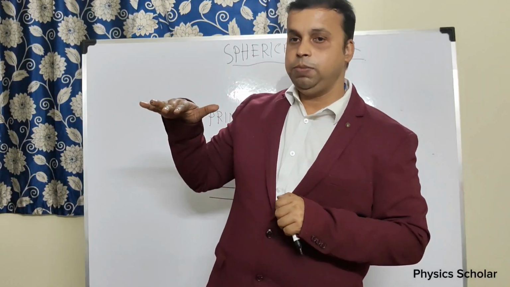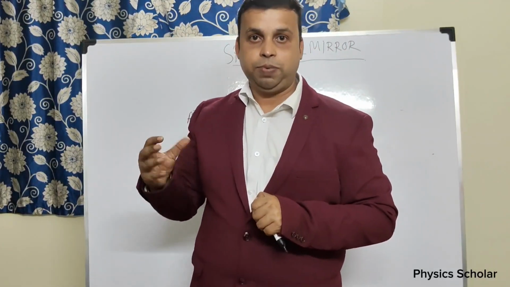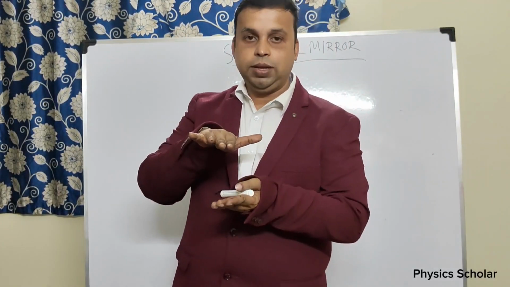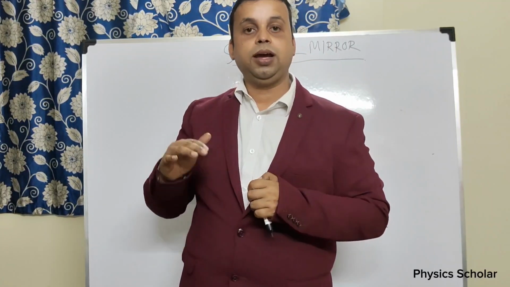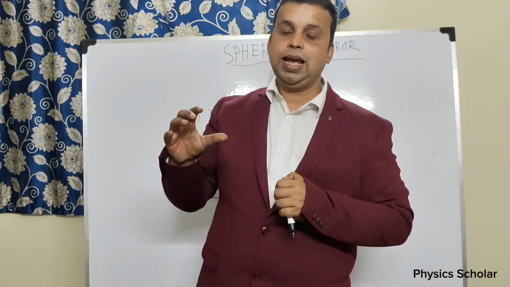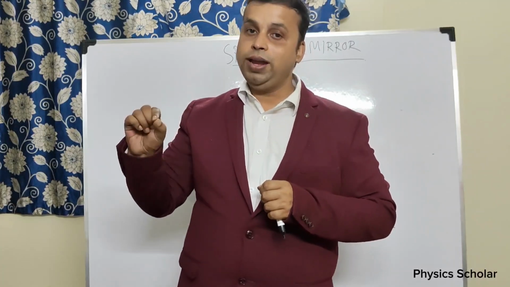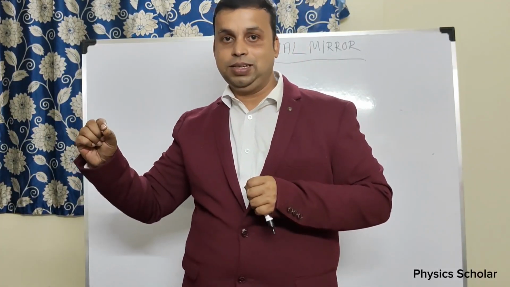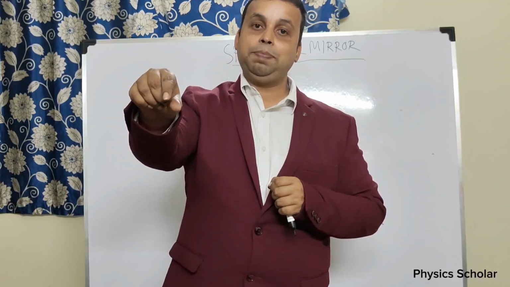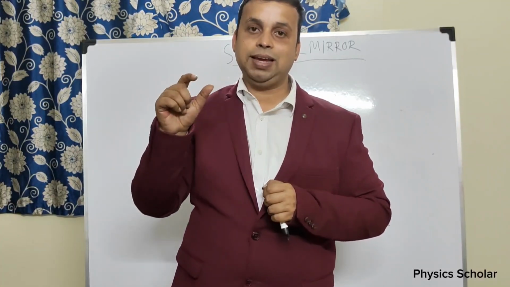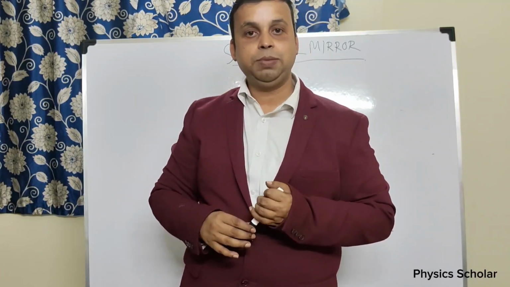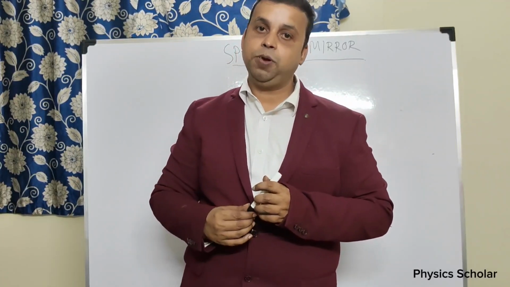When a parallel beam of light, parallel to the principal axis, is incident on a spherical mirror, then after getting reflected, the point at which the rays actually meet, or appear to meet, on the principal axis is known as the principal focus of that particular type of mirror.